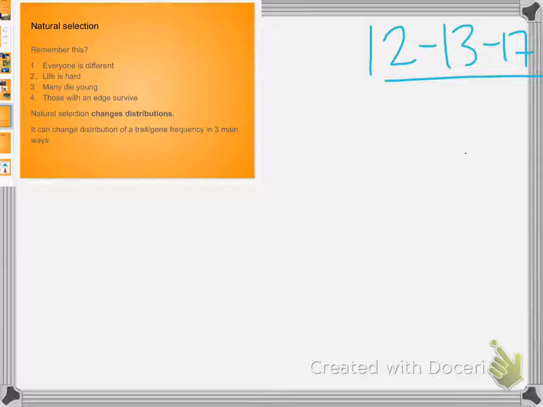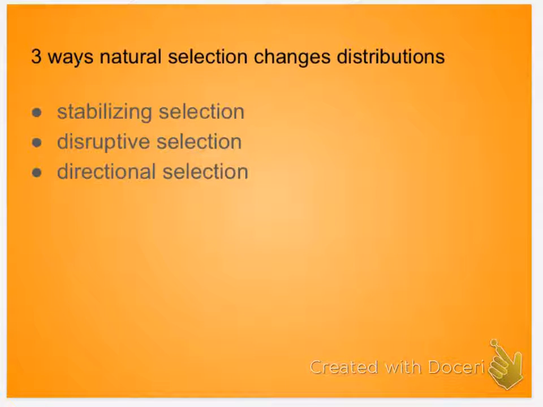So there are 3 main ways that natural selection tends to change distributions. No, this is notes. We got like 12 minutes. We can see when natural selection acts on a population, stabilizing selection, disruptive selection, or directional selection. Any of those 3 things can happen.